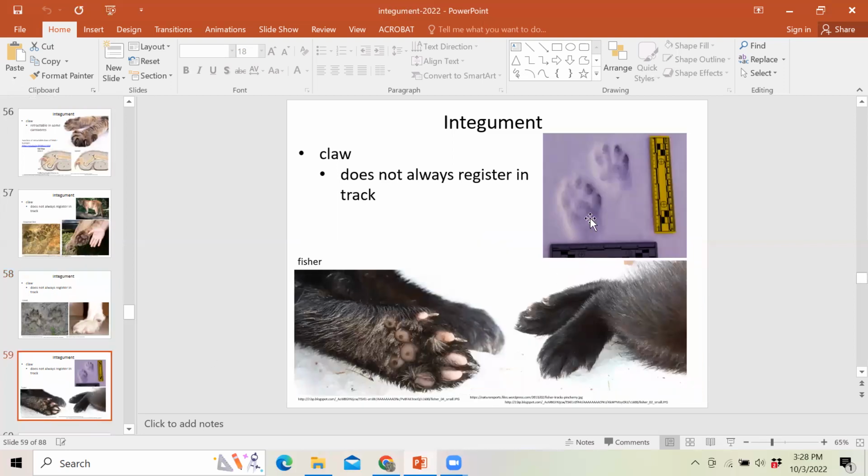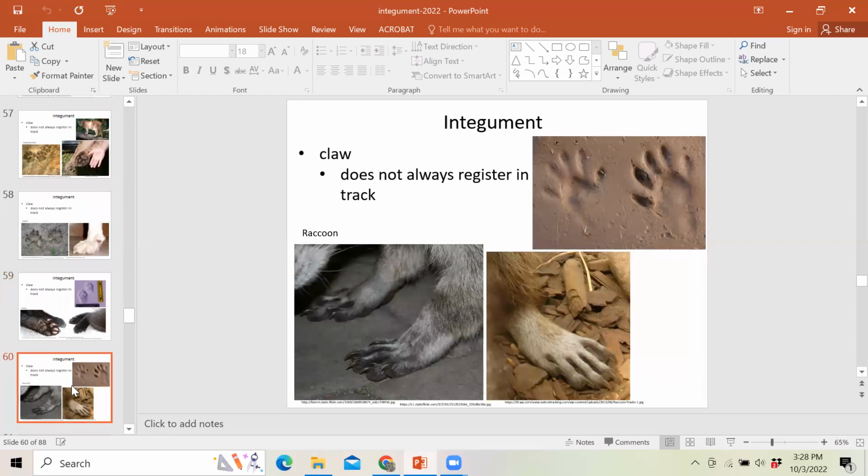Look at a fisher, though. Look at this. You can see there are 5 digits. It registers a thumb or a big toe. But the claws oftentimes are not, especially in snow, they don't register. Again, another example of the need to keep claws out of the way as well as to use them.